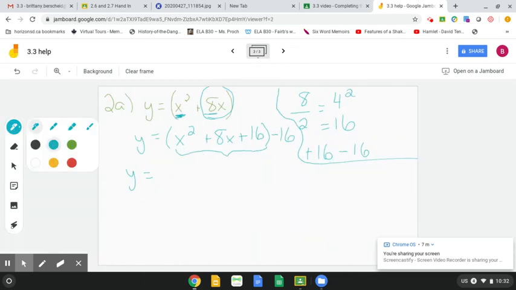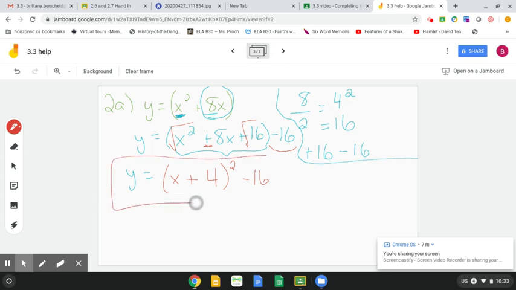So square root of the first term is x. Sign of the second is plus, square root of the third. What's the square root of 16? 4, then you put the squared there, right? And then you just have the minus 16 hanging out by itself. Okay, and then that's your answer.